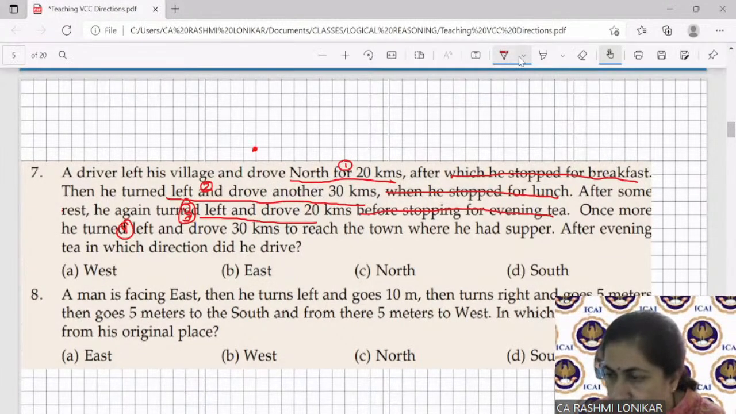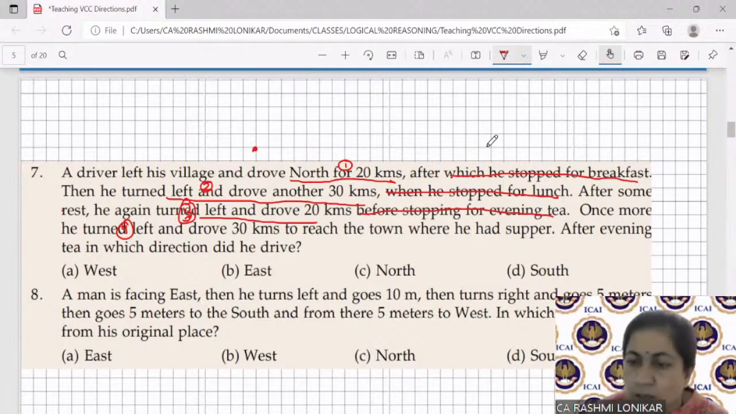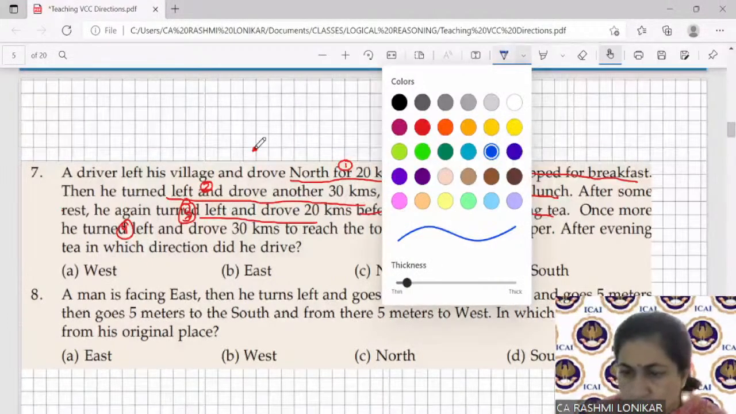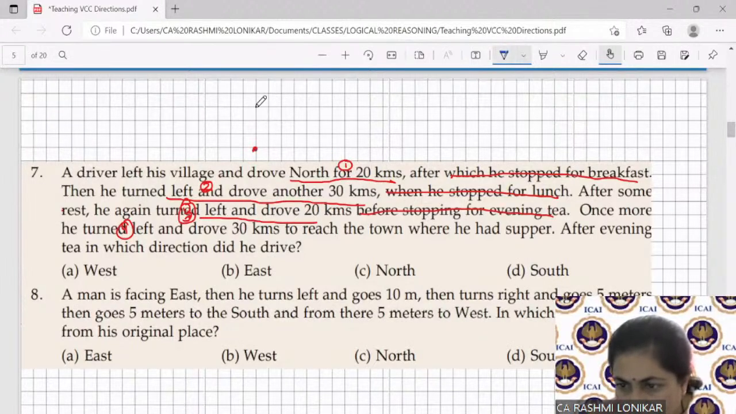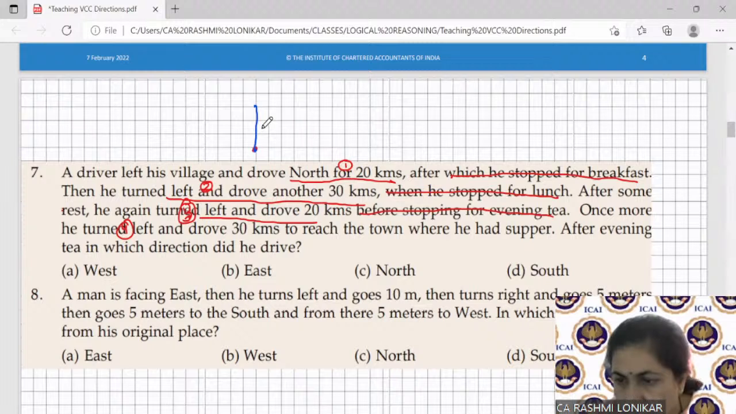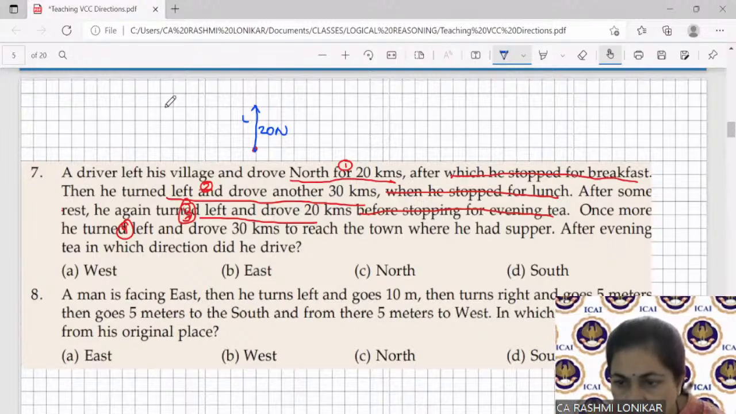Now, he's standing over here. He moves north 20 kilometers. So this is his left hand side. After which he stopped. Then he turned left. This is important. I've already cut out the rest. He turned left and drove another 30 kilometers. So left, 30 kilometers. Moving left. So this is his left.